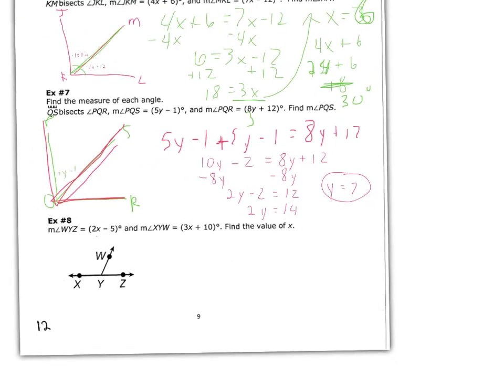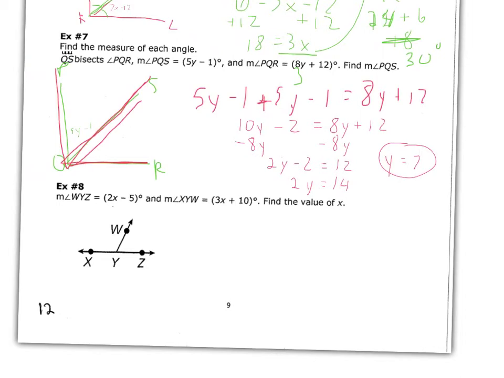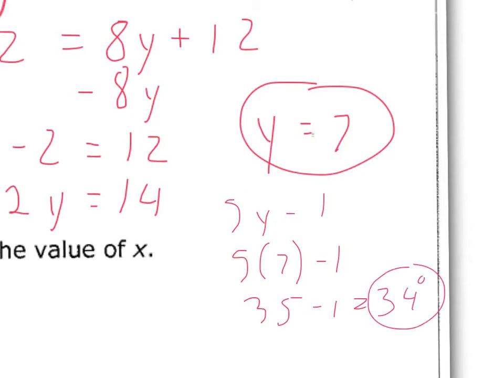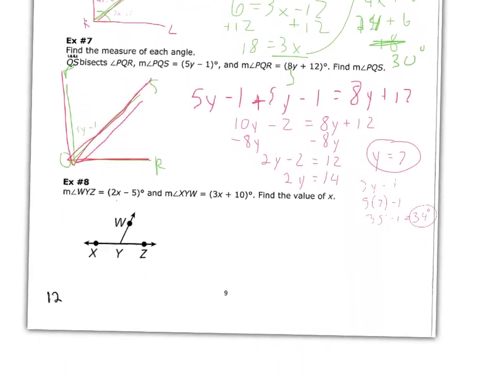Okay, so that's not our answer. We still have to plug in to PQS. And PQS, remember, was 5y minus 1. So 5 times 7 minus 1. That gives you 7 times 5, which is 35, minus 1, which is 34 degrees. So the value of PQS would be 34 degrees. I would go through and look at those few examples if I were you.